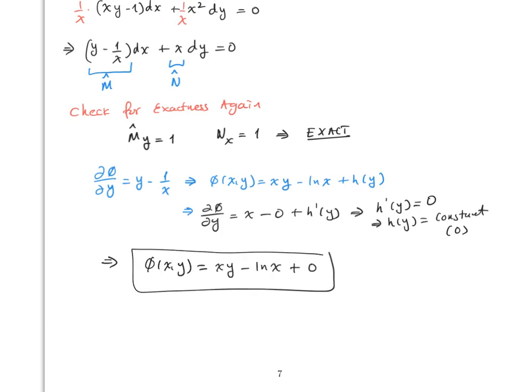Remember, all of this is supposed to be a constant, since if you take the derivative you get 0. But you just have to write the answer like this, and you're good. All right, so that's it for section 1.9 and exact equations.